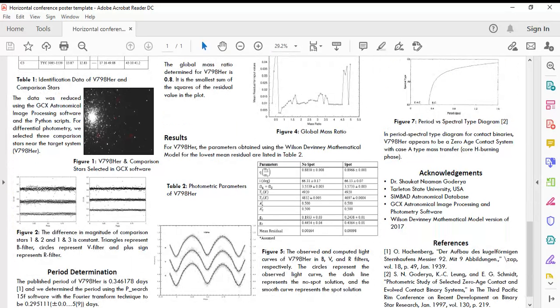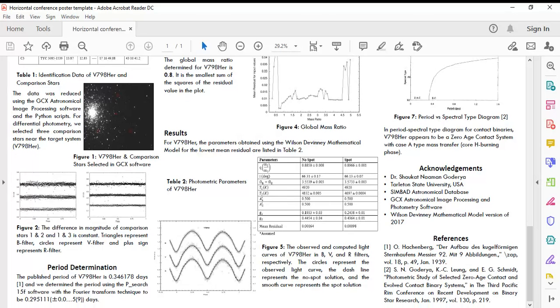Now Figure 2 represents the constant nature of the comparison stars by taking the difference in magnitudes of C1 minus C2 and C1 minus C3 in filters B, V, and R respectively. Since we need to determine the variability of the target system, constant stars will go through the same changes due to atmospheric variation. By finding the difference in magnitude of comparison stars, atmospheric effects will not be a significant contribution to the variability of the target system.